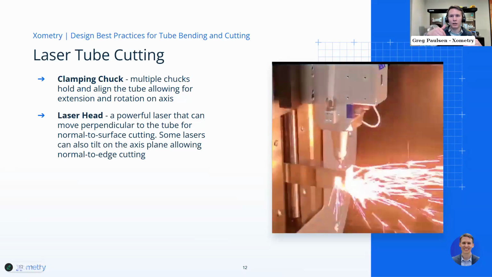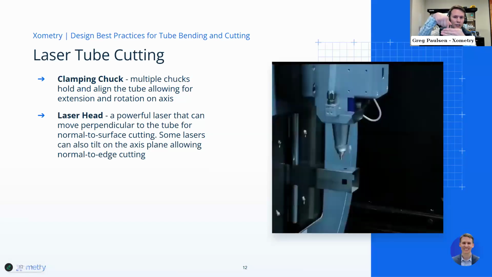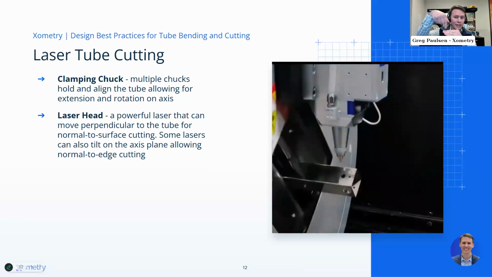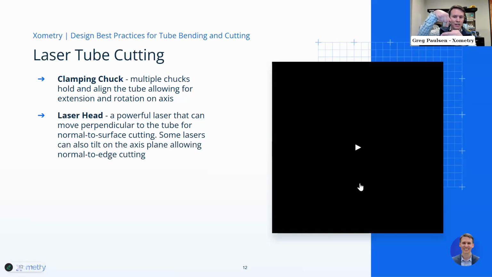You can see that this laser is cutting directly towards the center line of that tube. If you imagine it's always pointing towards the center line, we're going to talk about this in a second, but it's normalizing, or doing what we call a 90-degree cut, which will be the most common cut there.